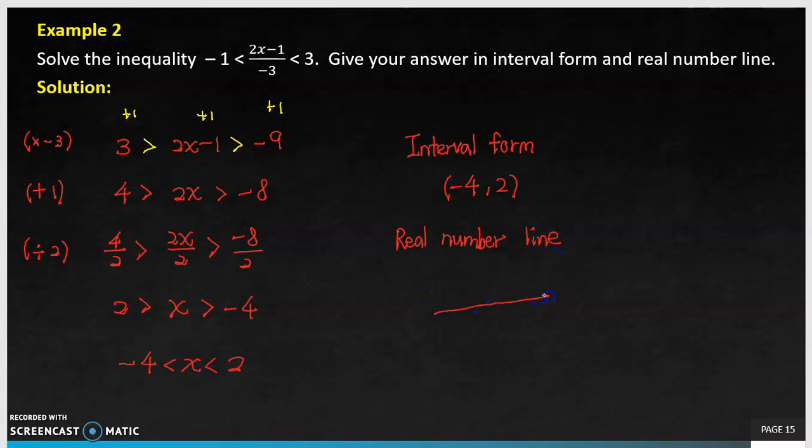And in the form of the real number line, now we have two values, which are -4 and 2. Both of them are not included, and the values are in between. So here is the answer for example 2.